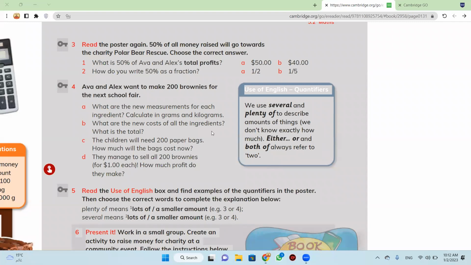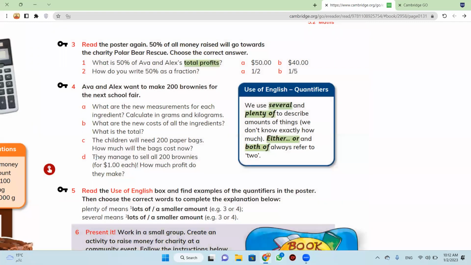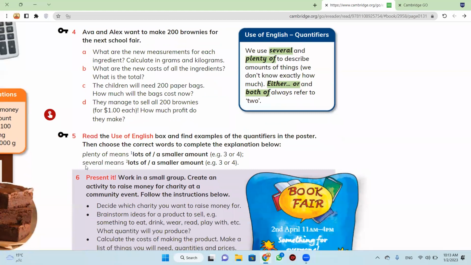You start. Answer D. Read D and answer. They managed to sell all 200 brownies for $1 each. How much profit do they make? $200. The answer? Okay, $200. Thank you very much, Muzammil. Focus with us next time. Now we can move to the next activity.